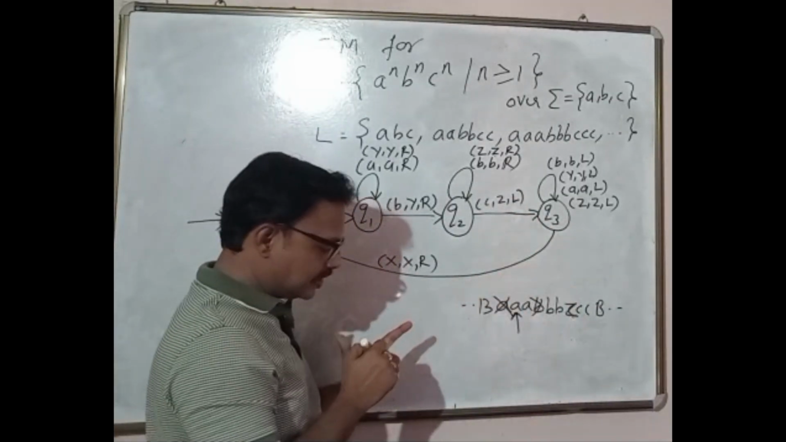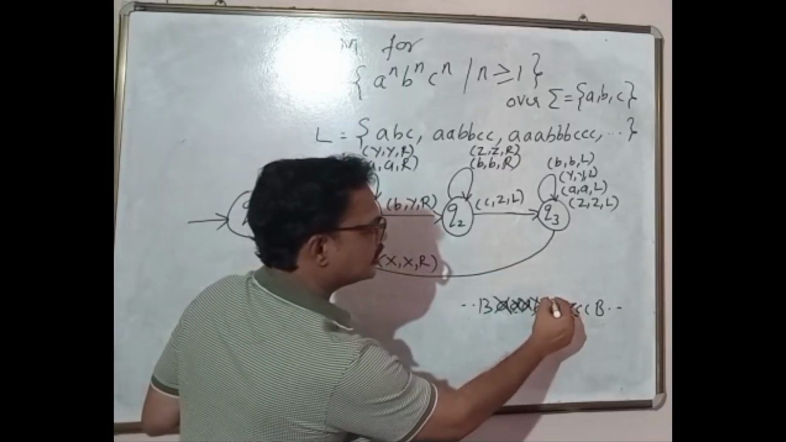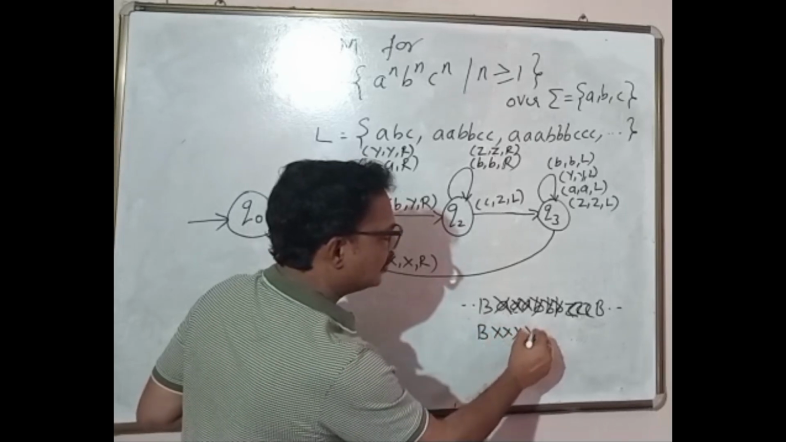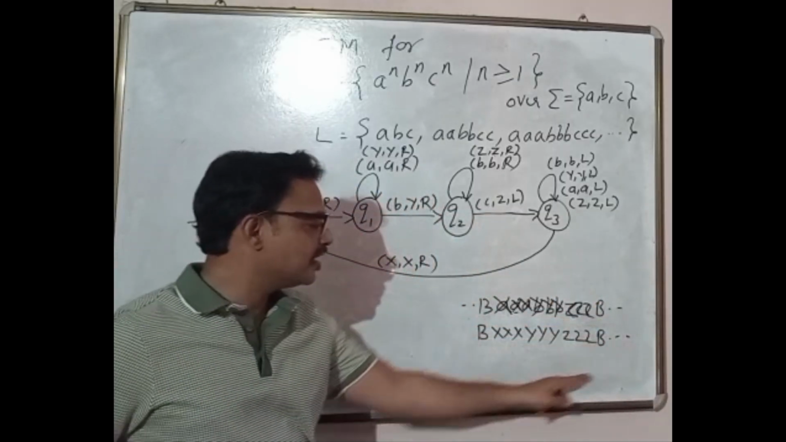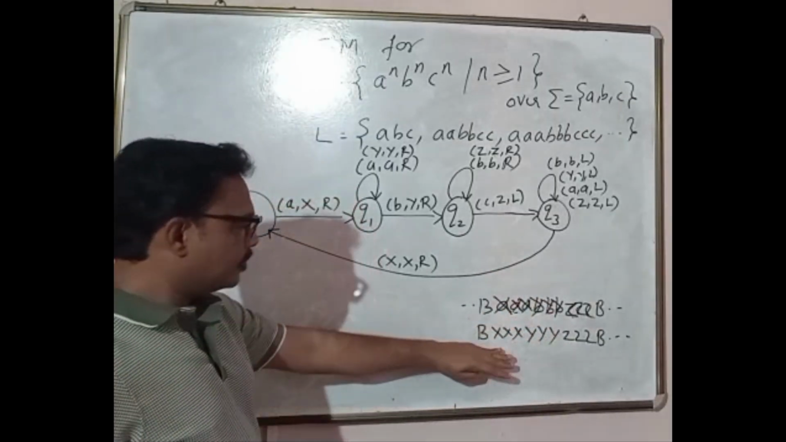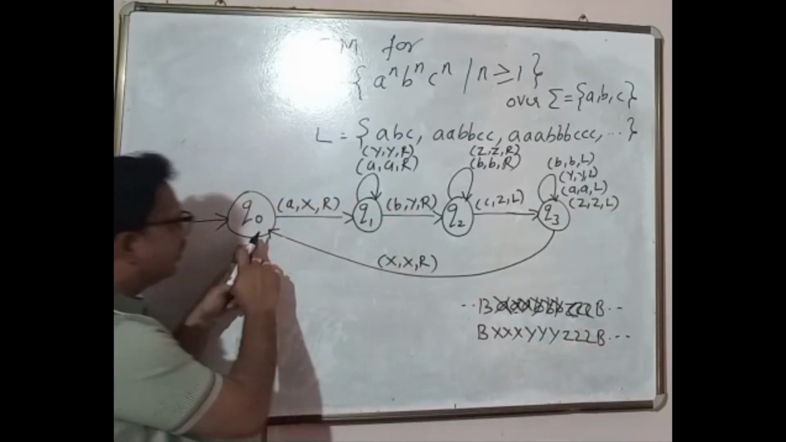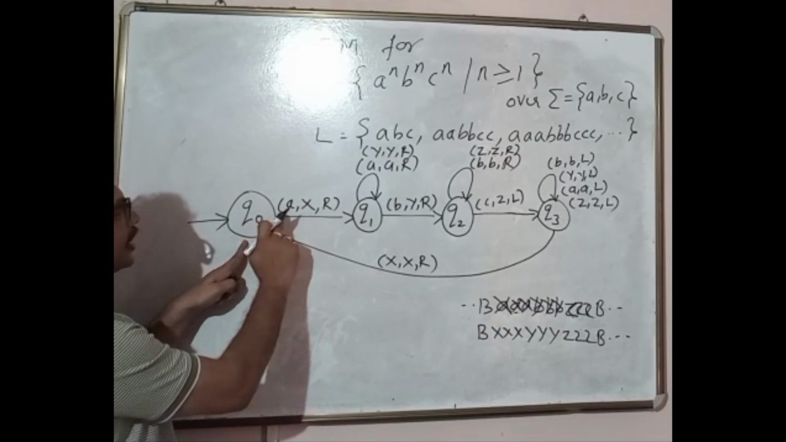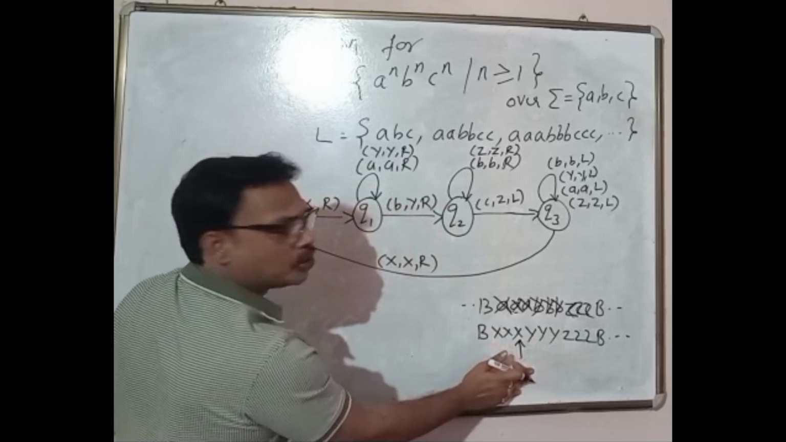Now, when all the strings are overwritten like this, the tape becomes blank, x x x y y y z z z and any number of blanks. So this will be the final status of the tape of the Turing machine. Now the Turing machine will be in state Q naught. Upon Q naught, we have defined a transition only for reading A. The tape head will be here and the Turing machine is in Q naught.